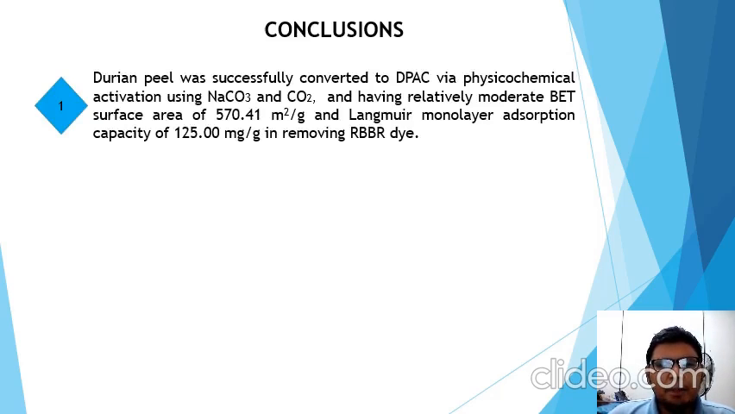Firstly, durian peel was successfully converted to DPAC via physicochemical activation using sodium carbonate and carbon dioxide, and DPAC was found to have a relatively moderate BET surface area of 570.41 m² per gram and a Langmuir monolayer adsorption capacity of 125 mg per gram in removing RBBR dye.